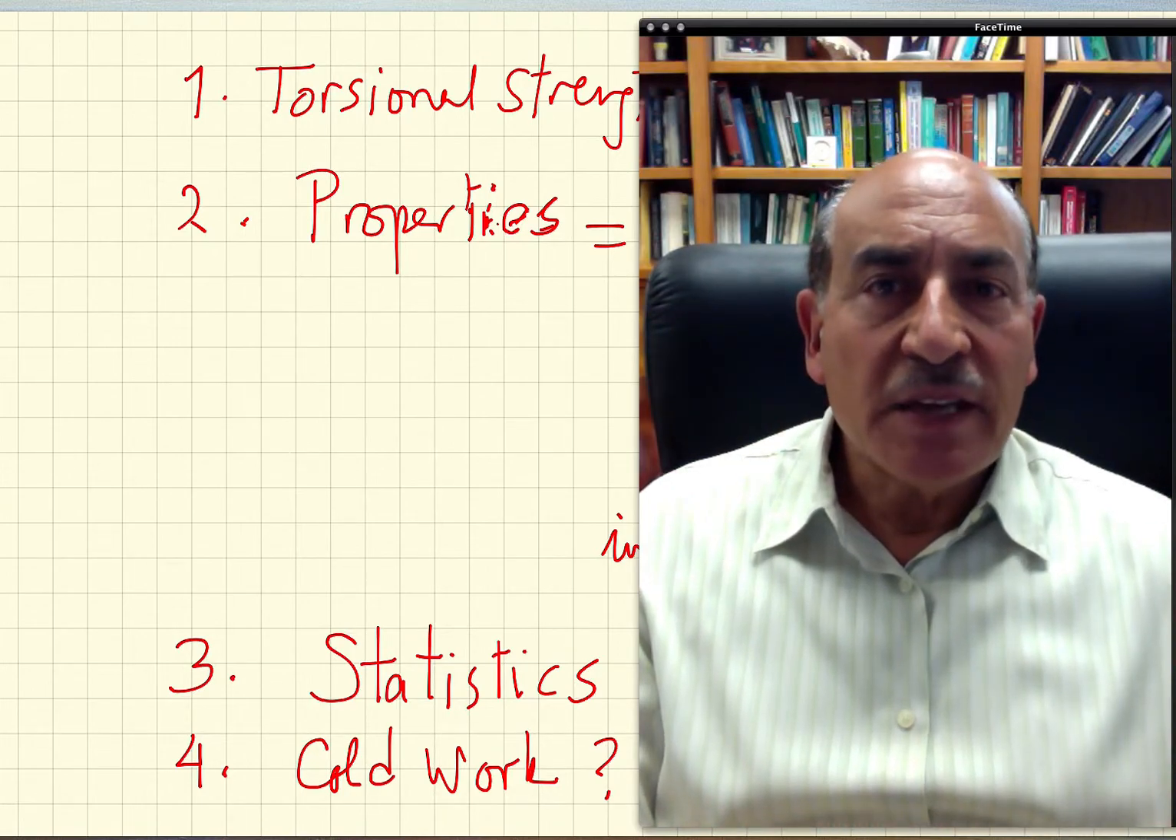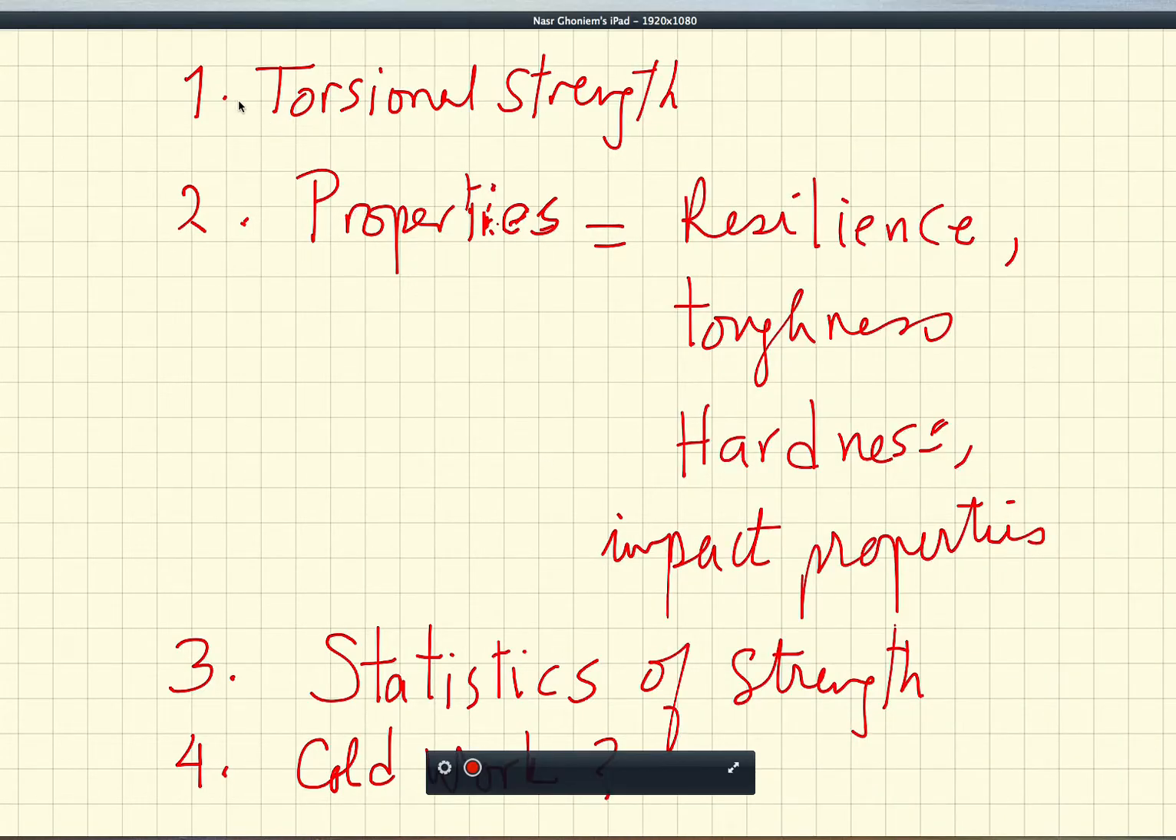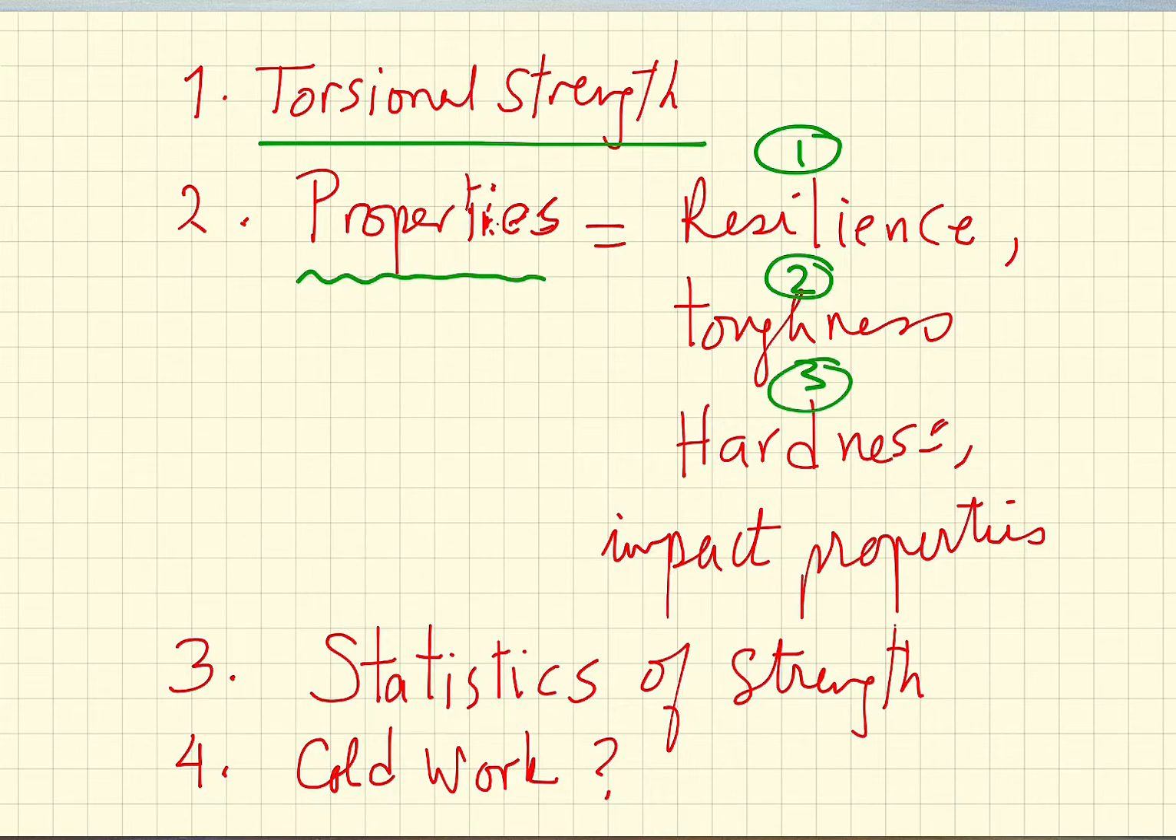in some design applications. So in principle, what we will be discussing today is the idea of torsional strength of the material and how this compares to tensile properties. And then we move on to defining from the tensile properties the concept of resilience, the concept of toughness, the hardness of the material, and also for dynamic loading, the impact properties.